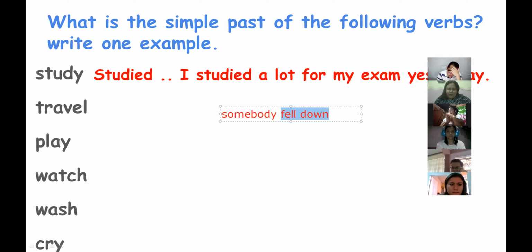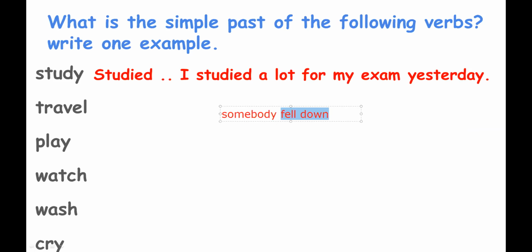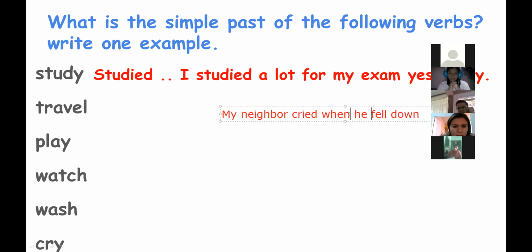Okay. Only one more correction. If you want, this is for everybody. If you want to say, cuando yo estaba pequeño, cuando yo era un niño, cuando yo era una niña, you are going to say, when I was a little girl, or when I was a little boy. Now, in this sentence, you can say, my neighbor, right, when he fell down. Okay. When he fell down. Because you are saying cuando se cayó, o si quiere decir porque se cayó. Because he fell down, right?